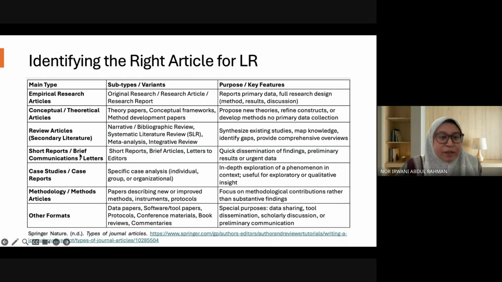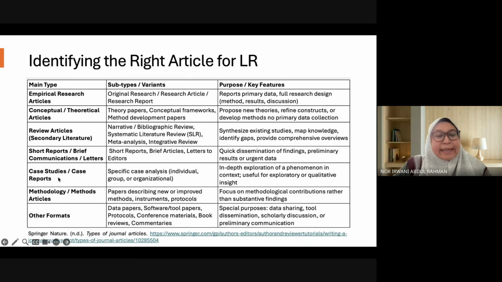Short reports, brief communications, letters. Normally we use them to deepen our understanding. It is just a quick dissemination of findings, preliminary results, or urgent data. So there is very little theoretical contribution in a short report.